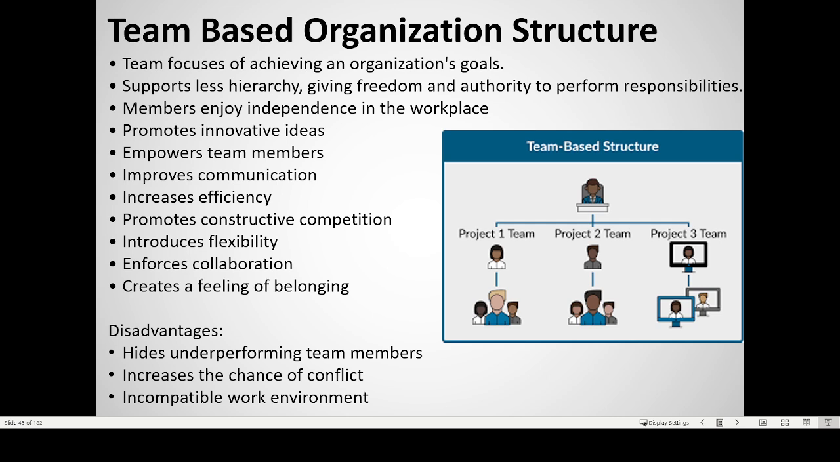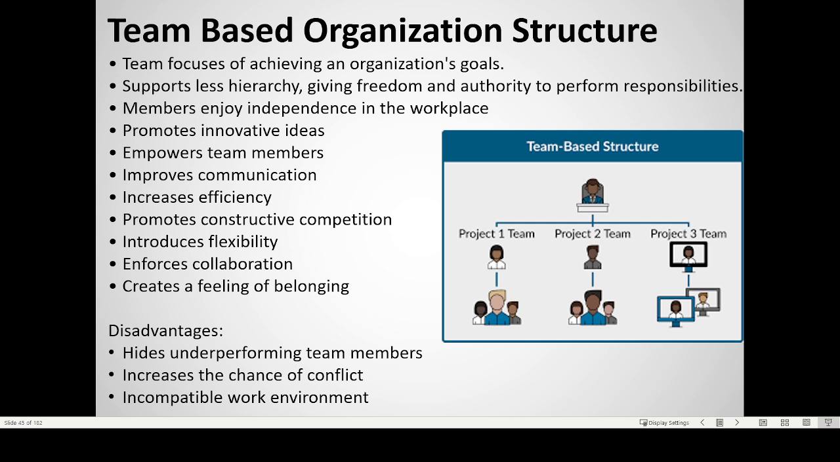Introduces flexibility. We don't have too much bureaucracy here. We don't have formalities. We don't have to report to the manager. It's directly to the team leader. So this is flexibility. Enforces collaboration, which is normal in a team. Creates a feeling of belonging. I believe all of you have tried the team before, and it gives you the feeling of belonging.